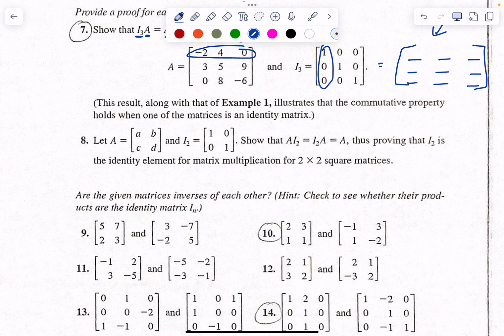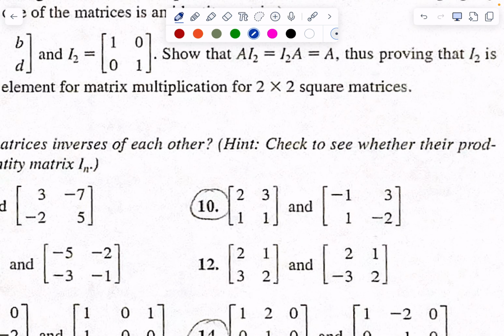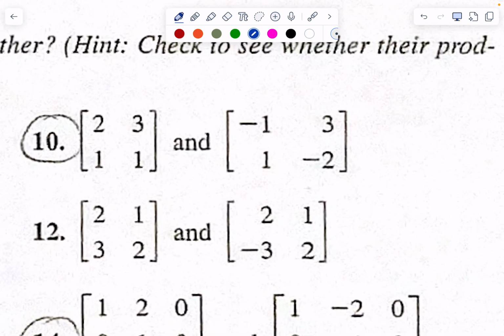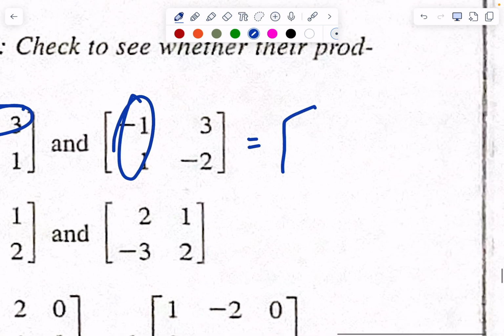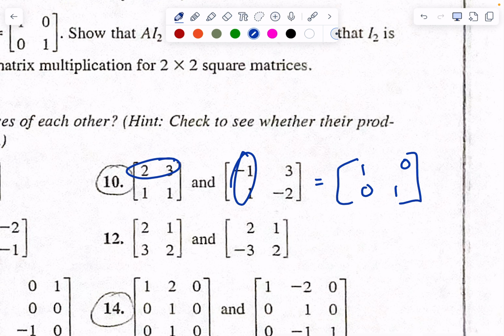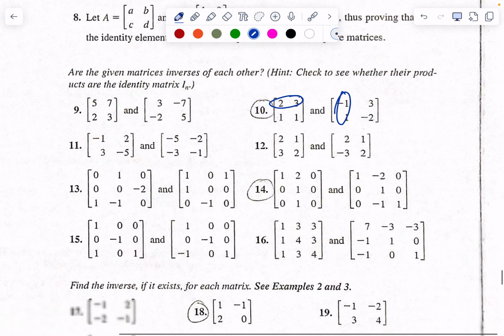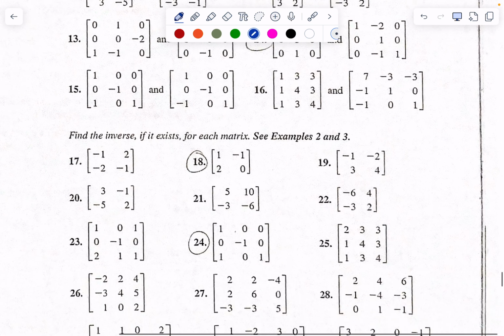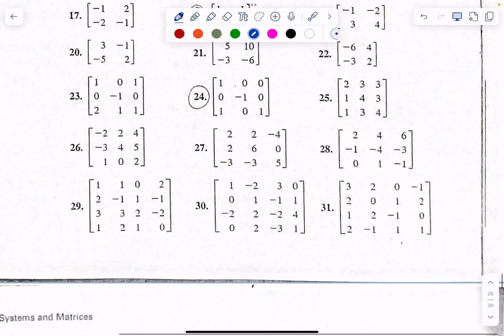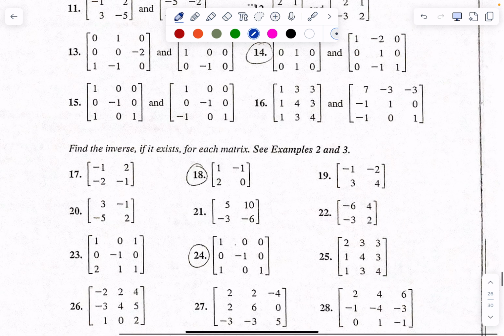On 10, you're trying to see if they are inverses of each other. If they are inverses of each other, you can multiply them together and they should end up being the identity matrix. That makes sense? If you don't end up getting that, then they are not inverses. Same thing with 14. Okay, all right, I'm going to stop recording.